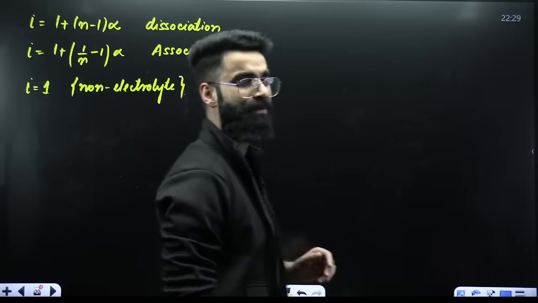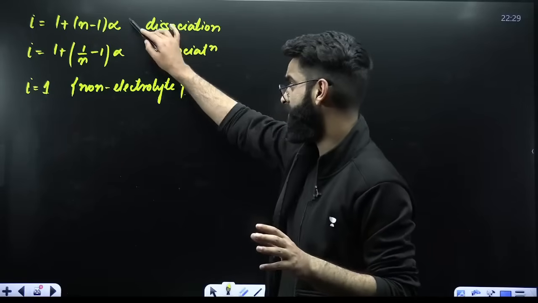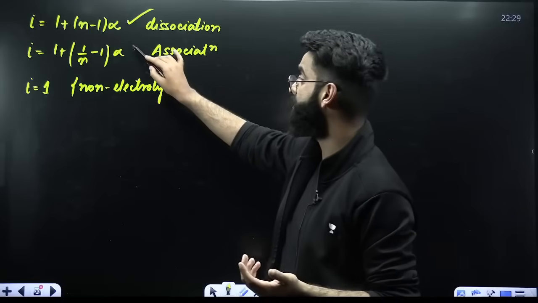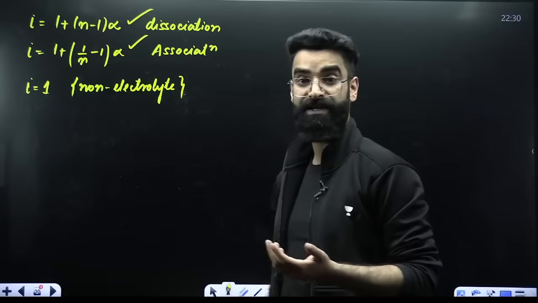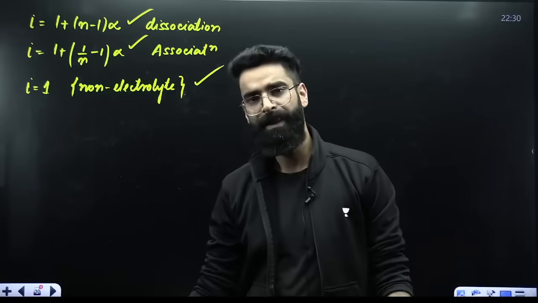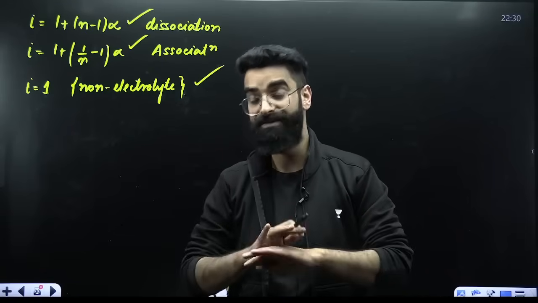Similarly, how do you calculate the Van 't Hoff factor? Right, for that electrolyte which undergoes dissociation, this is the formula: 1 plus (n minus 1) alpha. How do you calculate the Van 't Hoff factor for the electrolyte which undergoes association? 1 plus (1 by n minus 1) alpha. And for a non-electrolyte, what is the value of alpha? Alpha value is 1. So these are the only formulas from which the questions will be asked, nothing else.